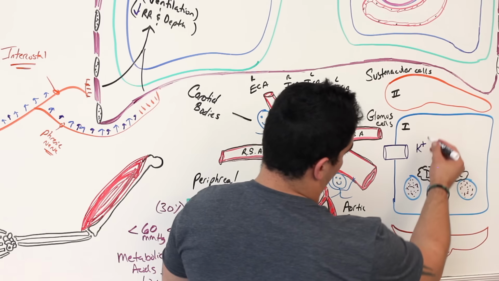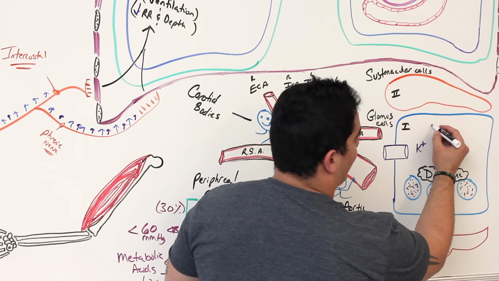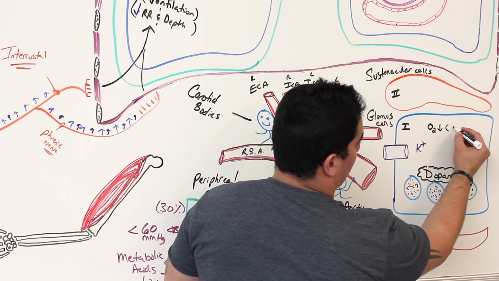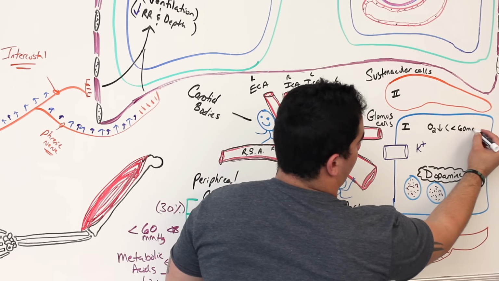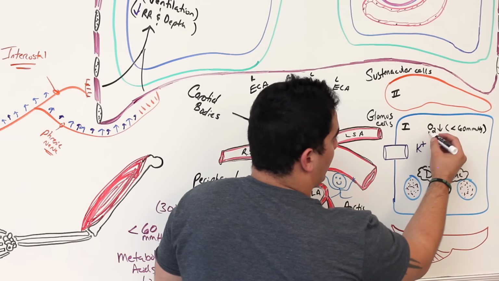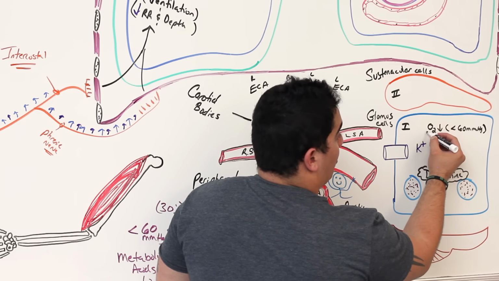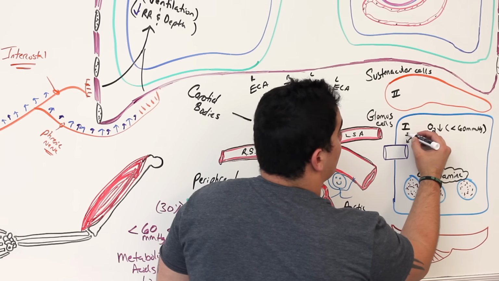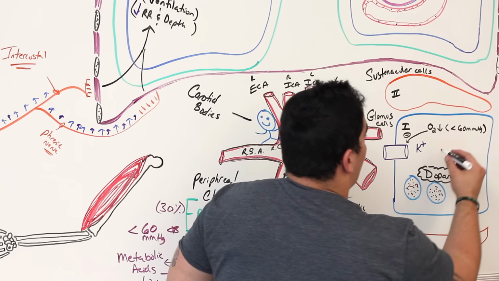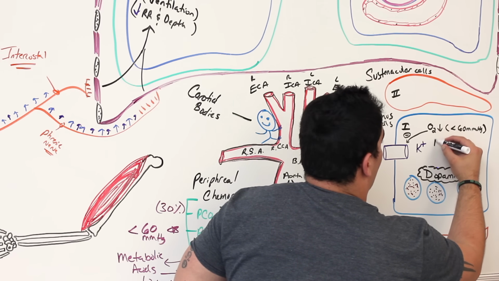Now, let's say that your oxygen levels are decreasing. They decrease below 60 millimeters of mercury. They become the main respiratory stimulus. What are they going to do? When oxygen levels are low, hypoxia, it inhibits these channels. Now, let's say that the proton levels are going up.